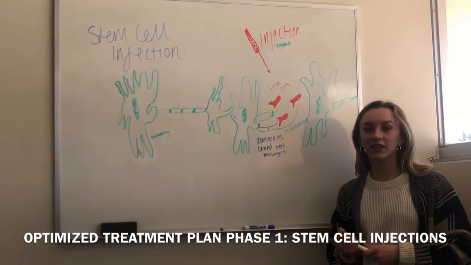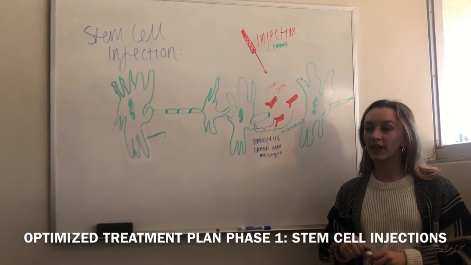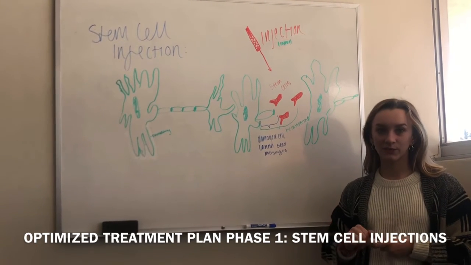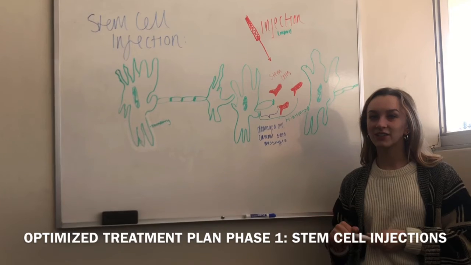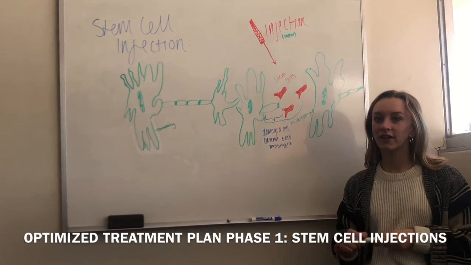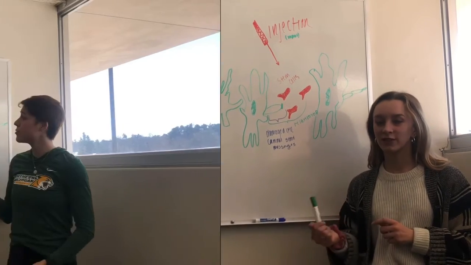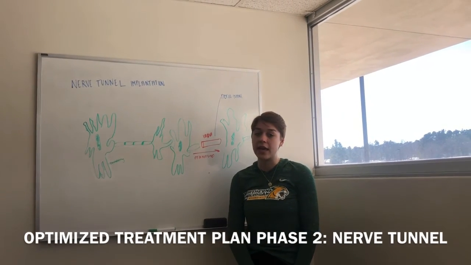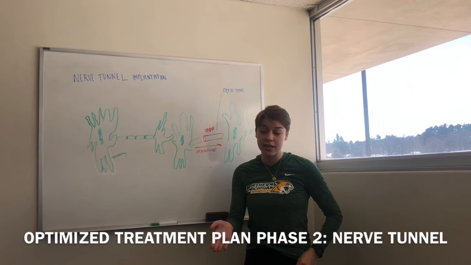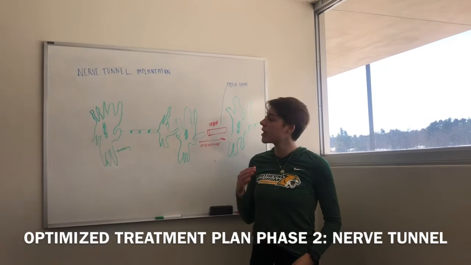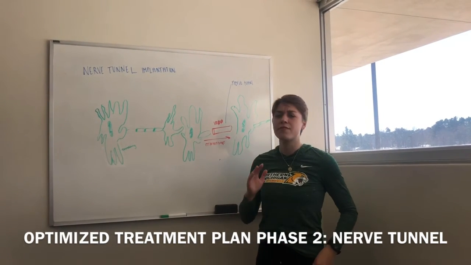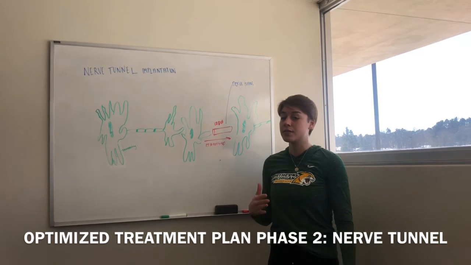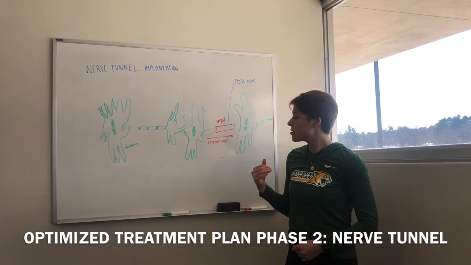If the stem cell injection proves to be unsuccessful, we will then turn to the nerve tunnel, which is a more invasive process. If the stem cell injection does work, the patients will only have to undergo injections rather than surgery. So since the nerve tunnel implantation is slightly more invasive than just a simple injection, we are using it kind of as a plan B and second phase of our treatment plan if the stem cell injection does not work.